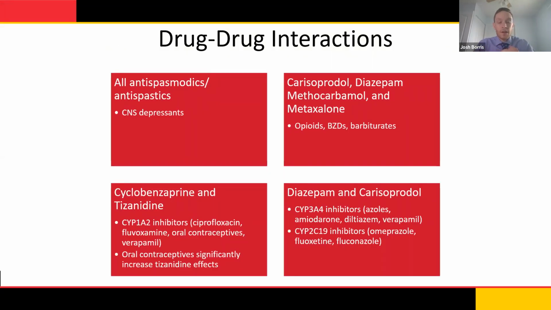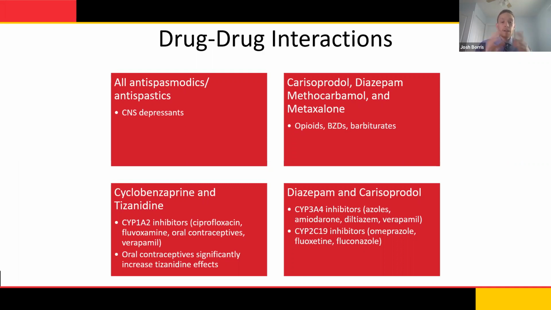So for drug-drug interactions, just wanted to go over some brief ones. All of the skeletal muscle relaxants have an interaction with CNS depressants. It can cause CNS depression, and with the concomitant effects that we see with all the other medications, we just want to be very careful with patients. Specifically outlined, carisoprodol, diazepam, methocarbamol, and metaxalone have specific drug-drug interactions with opioids, benzodiazepines, and barbiturates, and they can all increase the risk for respiratory depression.